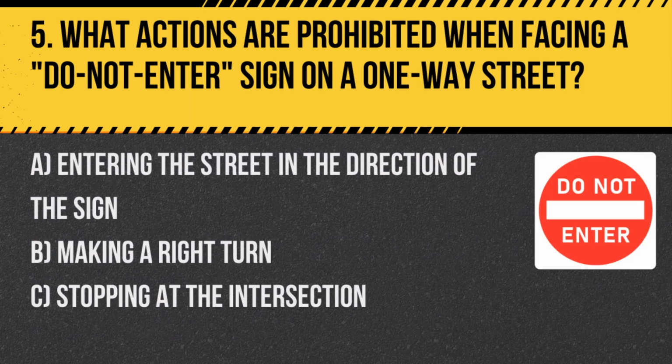Question 5. What actions are prohibited when facing a do not enter sign on a one-way street? A. Entering the street in the direction of the sign. B. Making a right turn. C. Stopping at the intersection.